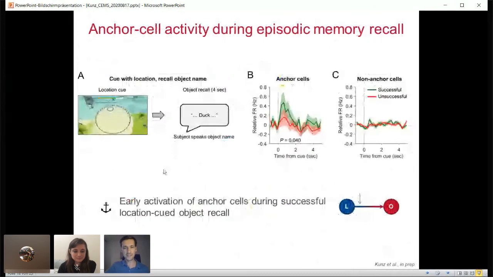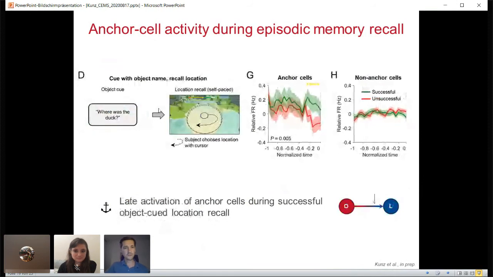We then analyzed anchor cell activity during the two different types of memory recall. And during location-cued object recall, we found that anchor cells particularly activated, which is shown in green, during a successful memory recall as compared to unsuccessful memory recall. This effect was not seen in non-anchor cells. This means that there's an early activation of anchor cells during successful location-cued object recall.